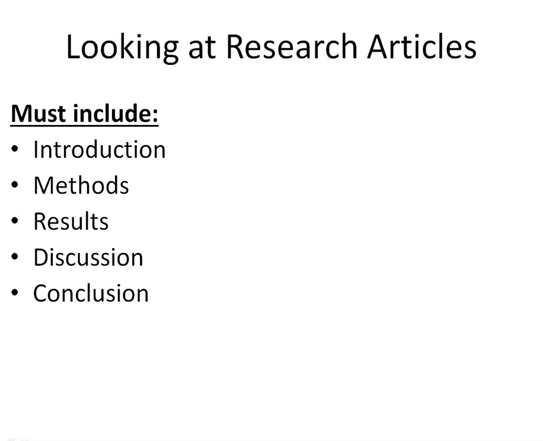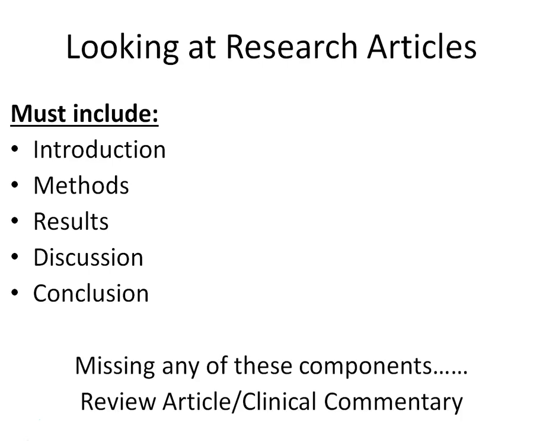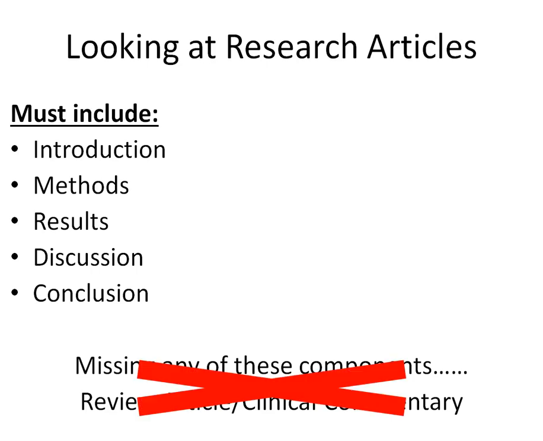So when looking at research articles, the things that we want to make sure we include are: there has to be an introduction section, there should be a methods section, a results section, a discussion, and a conclusion. If you're looking at a research article, it should have all 5 of these components. If you're missing a methods and a results component of your research study, it's probably not a peer-reviewed research study that collected their own data. So we will probably end up getting a review article or a clinical commentary. And these are not ideal for these research projects and these research assignments.